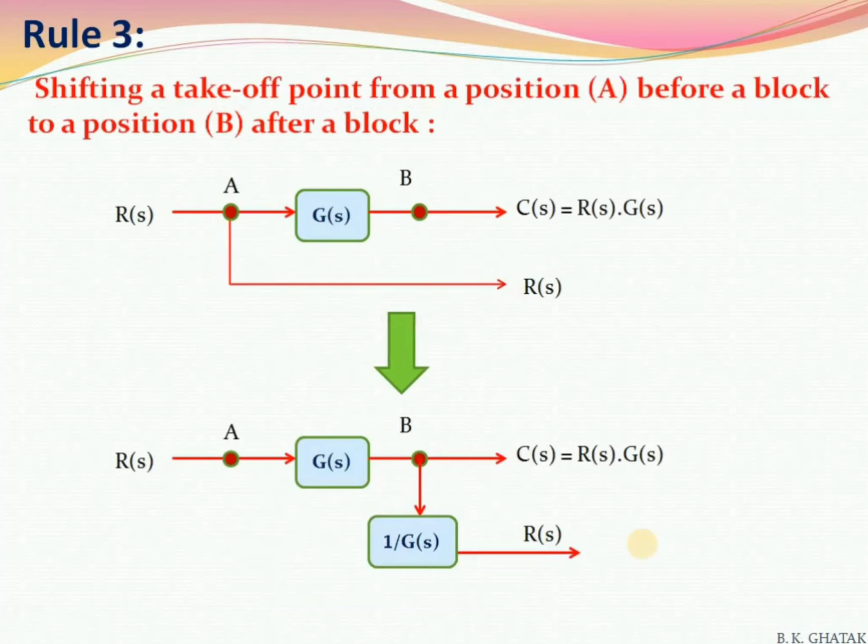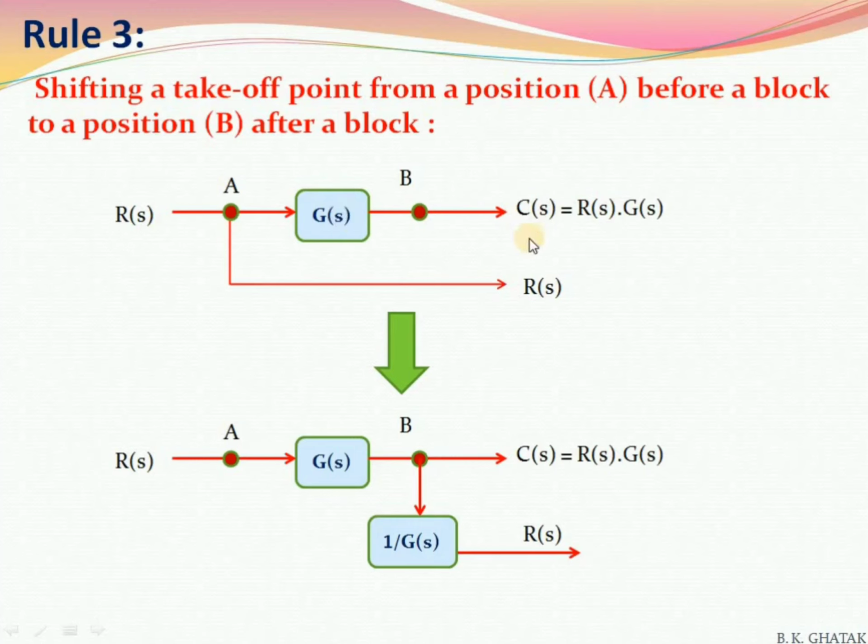and we take the output as CS. Now rule 3, shifting of takeoff point from a position A before a block to a position B after a block. So first look at this figure. Here the takeoff point is positioned at A. Shift this takeoff point from position A to position B. So look, from position A we get the output as RS and from position B we get the output as CS. So CS equal to RS into GS.